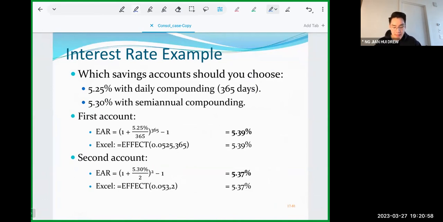So this is an example here. We have a 5.25% savings account, which is compounded daily. And we have a 5.30%, which is compounded semi-annually. All right. So these two are what rates? Anyone know? Are they considered periodic rates? Are they considered nominal rates?